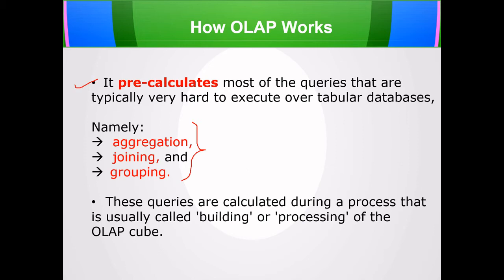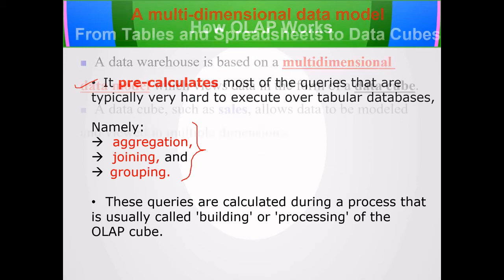So that's why we use these operations, namely aggregation, joining and grouping, to solve the queries here. These queries are calculated during a process that is usually called the building or processing of the OLAP cube, right? So these operations will be pre-computed here in the OLAP or data warehouse data cube.